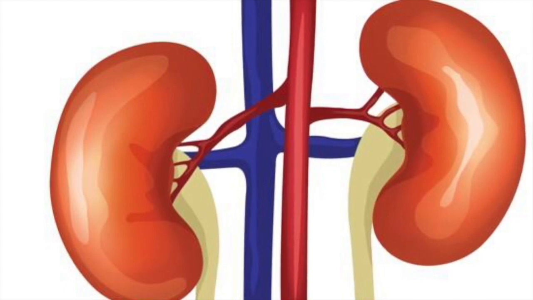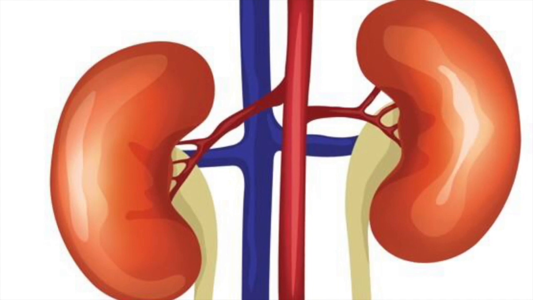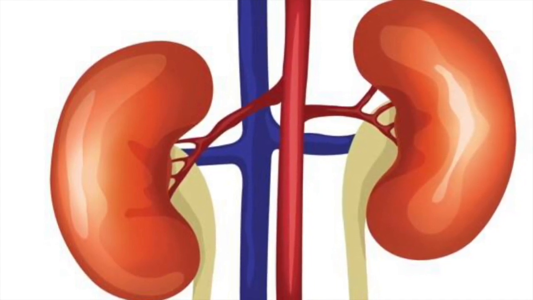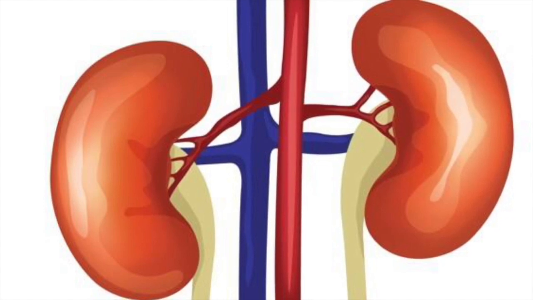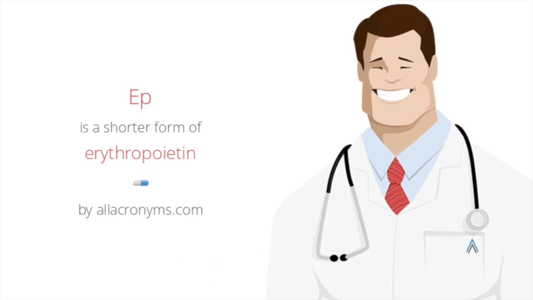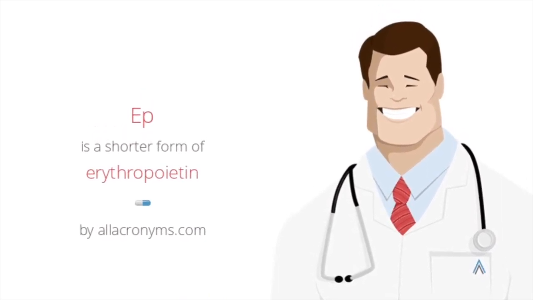The kidney secretes a variety of hormones, including erythropoietin, calcitriol, and renin. Erythropoietin is released in response to hypoxia. In the renal circulation, it stimulates erythropoiesis. The abbreviation for erythropoietin is EPO. Erythropoietin is an amino acid.